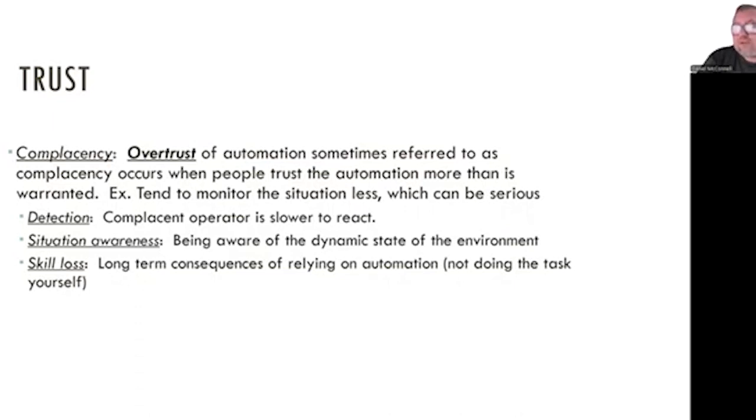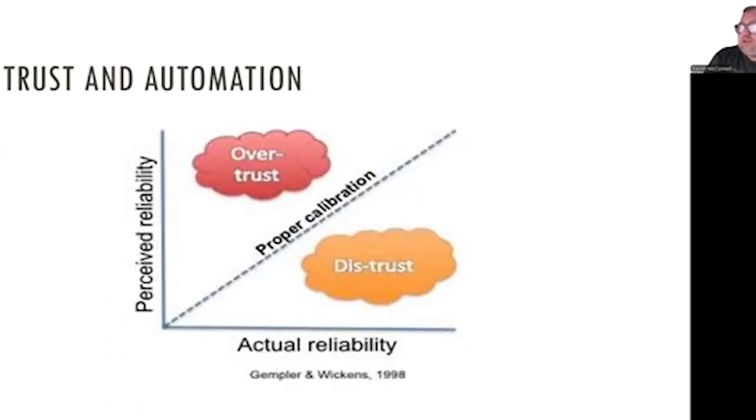And so, of course, other examples here related to some of the disadvantages of automation that we've talked about already: the loss of situation awareness, some skill loss, or maybe just being slower in detecting certain important states here. So we can see the distrust and overtrust relationship on this graph.